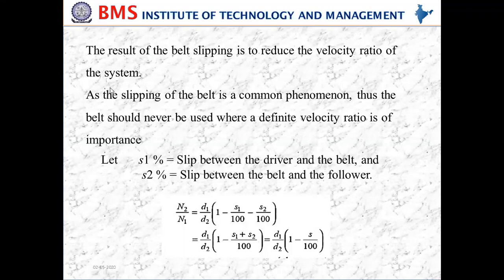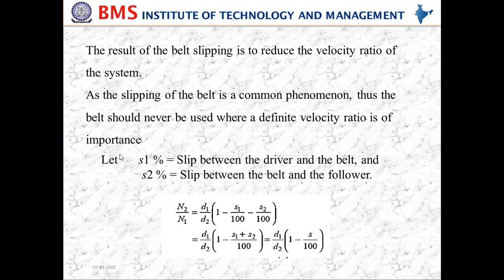We will discuss how to reduce the velocity ratio of the system. As the slipping of the belt is a common phenomenon, the belt should never be used where a definite velocity ratio is of very great importance. Where the velocity ratios are very important, we should not use this kind of belt drive.